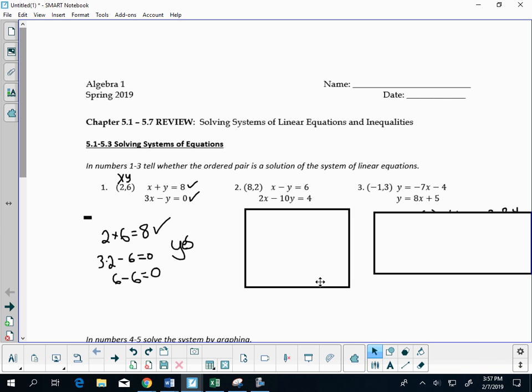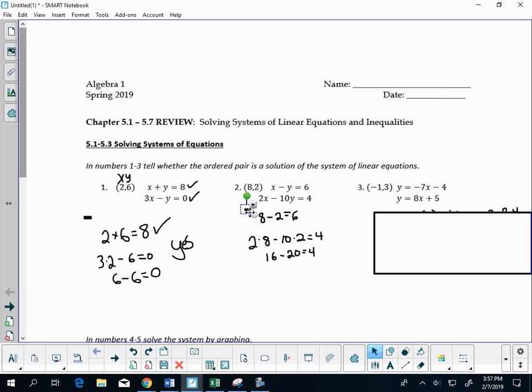On number 2, my x value is 8 and my y value is 2. You plug that into the top one, 8 minus 2 is 6. You plug it into the bottom one, 2 times 8 minus 10 times 2, you get 16 minus 20, which is negative 4, not positive 4. So that is a no.